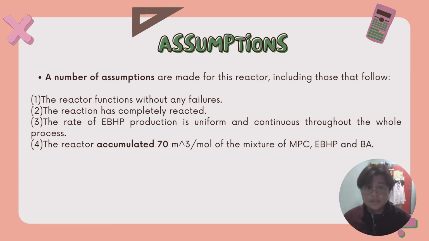And now I will continue on the assumption and the solution. The assumptions made for this reactor include those that follow. First, the reactor functions without any failures. Second, the reaction has completely reacted. Number 3, the rate of ethylbenzene hydroperoxide production is uniform and continuous throughout the whole process. Number 4, the reactor accumulates 70 meter cubed of the mixture of methylphenylcarbinol, ethylbenzene hydroperoxide, and benzoic acid.